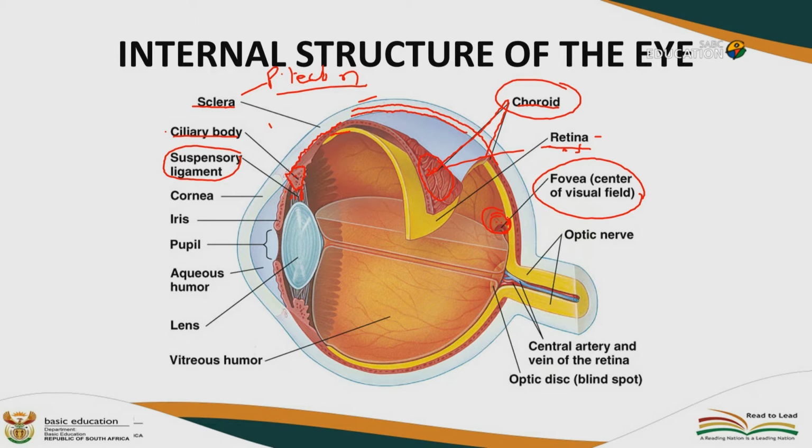And then as we go down, we have a blind spot where even if an image lands here, you will not be able to see because it doesn't have any cones or rods. But we have a nerve that leaves the eye, and that carries out the impulse that has been converted by the retina. It carries it out to the brain.